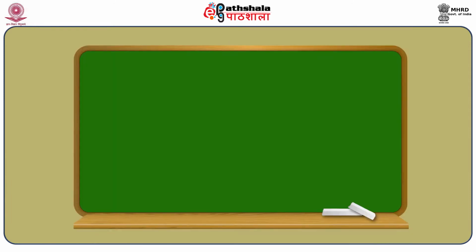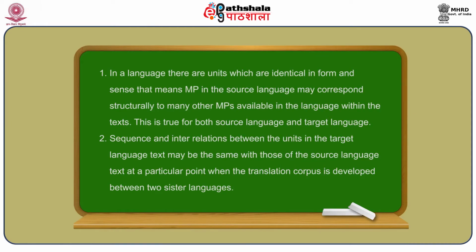So what happens? Analysis of type constructions rather than full tokens in a parallel translation corpus can serve our purposes, because in a language there are units which are identical in form and sense. That means an NP in the source language may correspond structurally to many other NPs available in the language within the text. This is also true of both the source language and the target language.